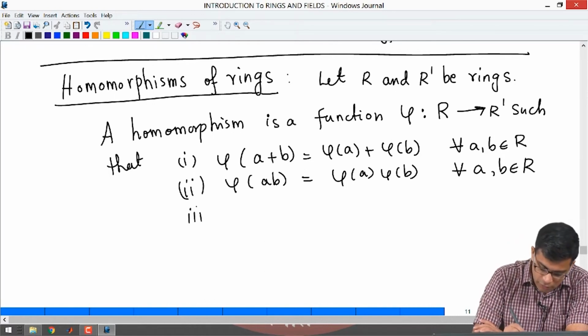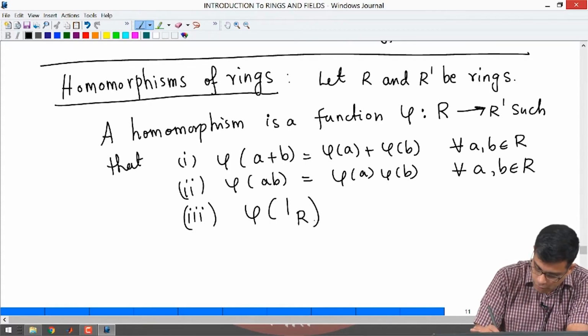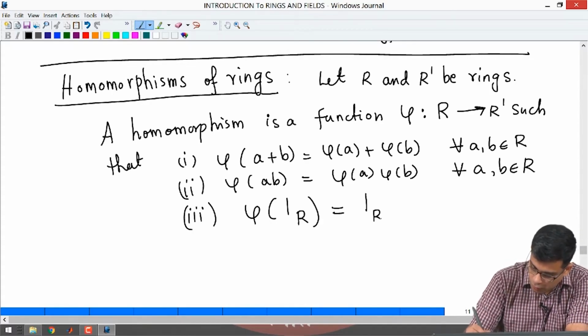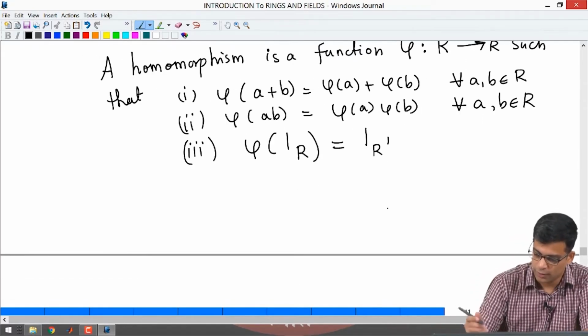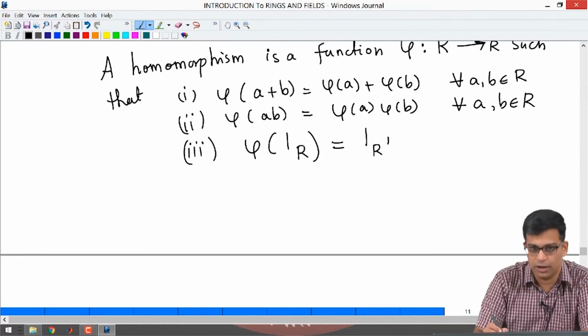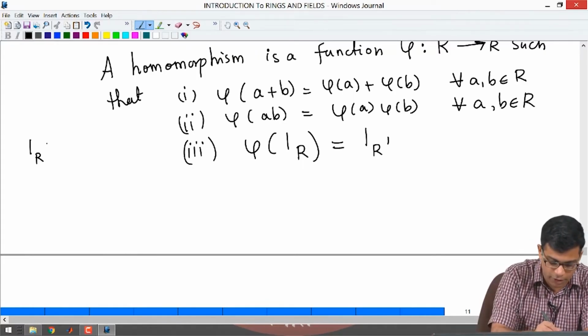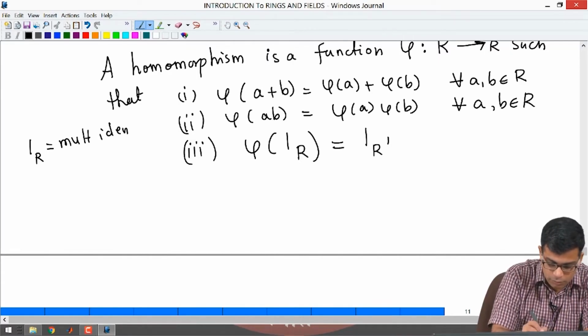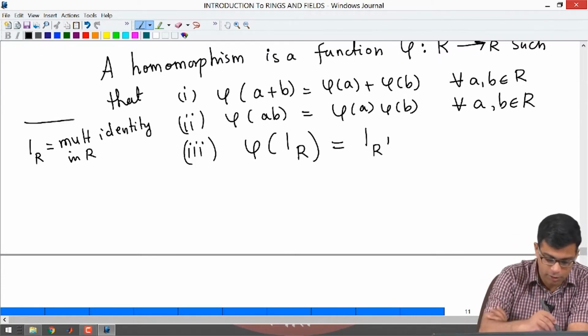The third and very important property for a ring homomorphism is phi of 1 R should be 1 R prime. I am going to do this just once, so that you are familiar with 1 being an identity element of R versus 1 being an identity element of R prime. So, this is the multiplicative identity in R, and similarly 1 R prime is the multiplicative identity in R prime.